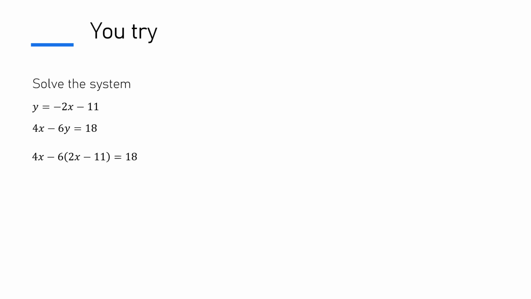All right, now we had time to look at this. We will then distribute, and so we can solve for x, and that'll give us 4x minus 12x plus 66 equals 18. And when we finish solving, we get x equal -3. If you did not get x equal to -3, please go back and check your work to find out where your error might be. Go ahead and pause the video to check your work.